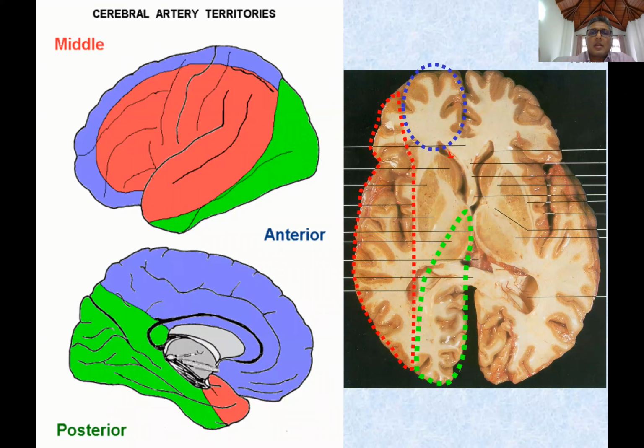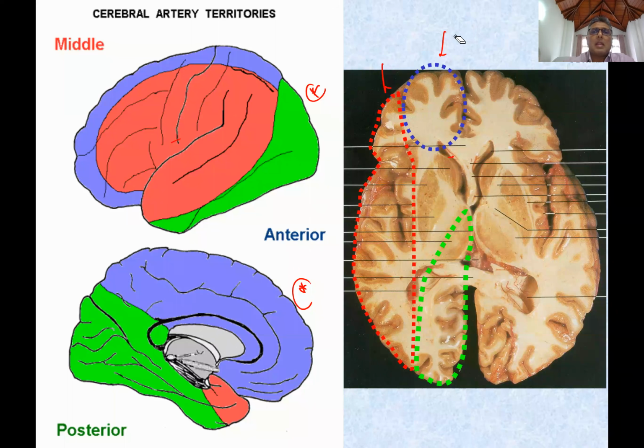Now the middle cerebral passes inside this lateral sulcus, and gives branches to this middle part. So as you can see, if you compare the horizontal section with the previous two diagrams, this one and this one, you can see the depth of supply of each of these arteries: anterior cerebral, middle cerebral, and the posterior cerebral arteries.